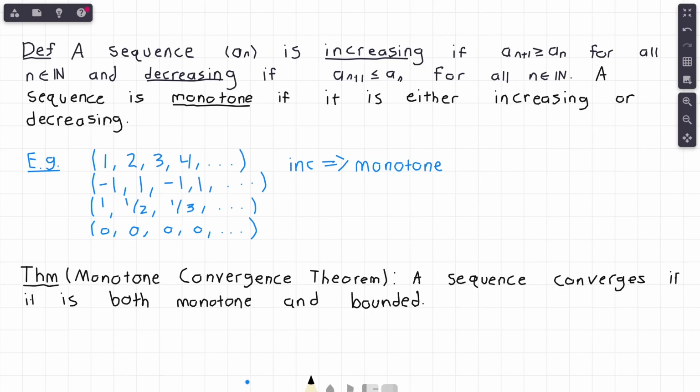Let's look at the second sequence: -1, 1, -1, 1, -1, 1. So notice that the sequence is not increasing because this -1 is smaller than the previous term. But it's also not decreasing because this 1 is larger than the previous term. So this sequence is not monotone.